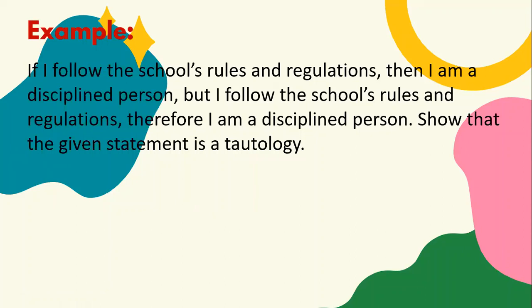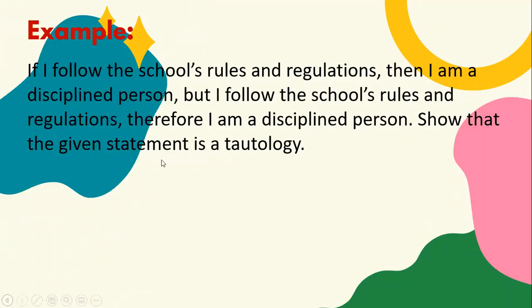If I follow the school's rules and regulations, then I am a disciplined person. But I follow the school's rules and regulations, therefore I am a disciplined person. Show that the given statement is a tautology. Yan, in words. Paano na yan? We need to use symbols, di ba? Okay, balikan natin. Ano yung mga symbols natin na gagamitin dyan?